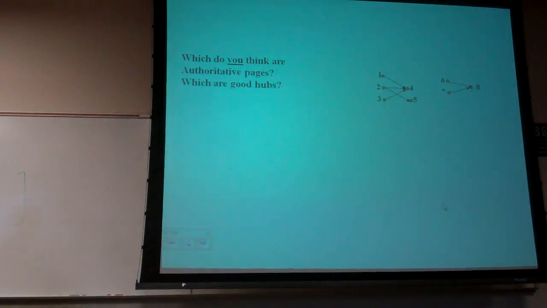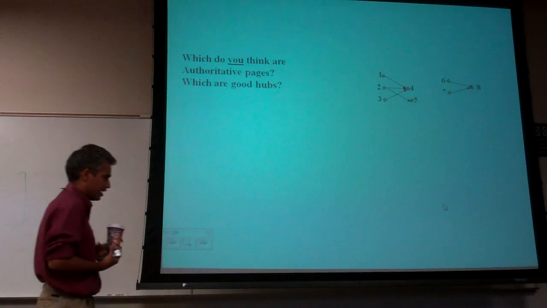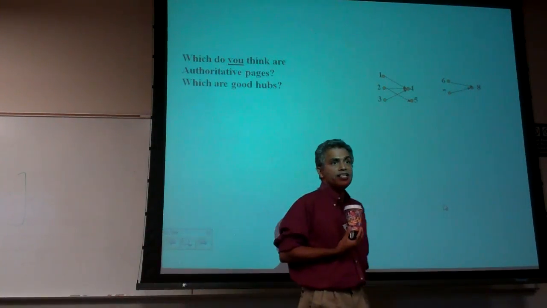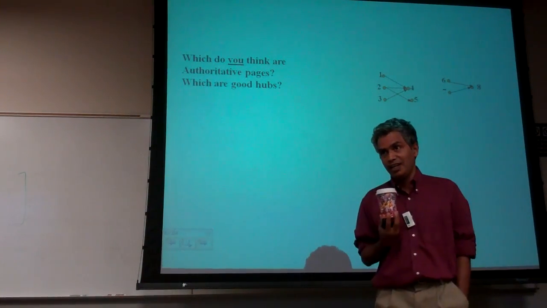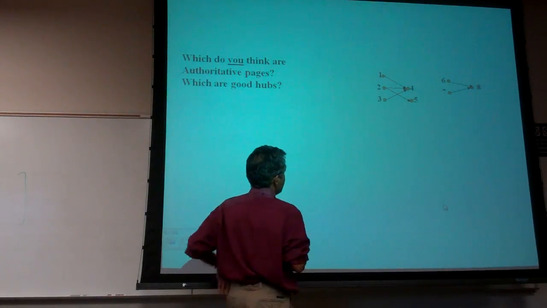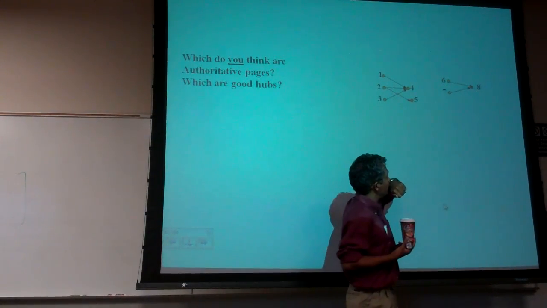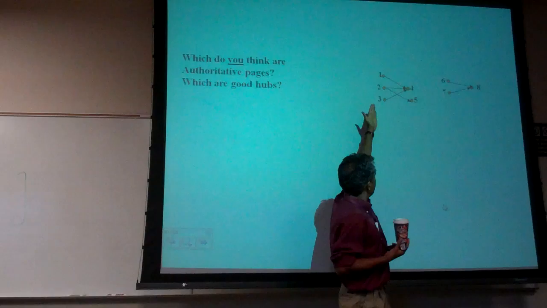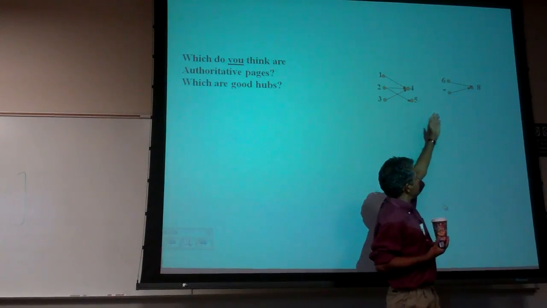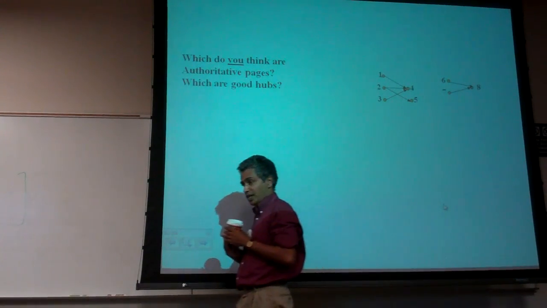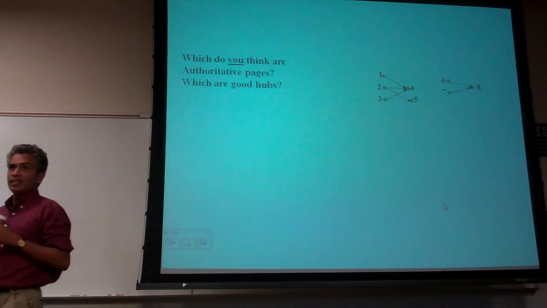So let's start with this simple example, which actually turns out to be connected to the part of the homework that you didn't have to do because I didn't cover it last class. I have just this link structure: 1, 2, 3 are pointing to 4 and 5, and 6 and 7 are pointing to 8. Suppose I do authorities and hubs on this.